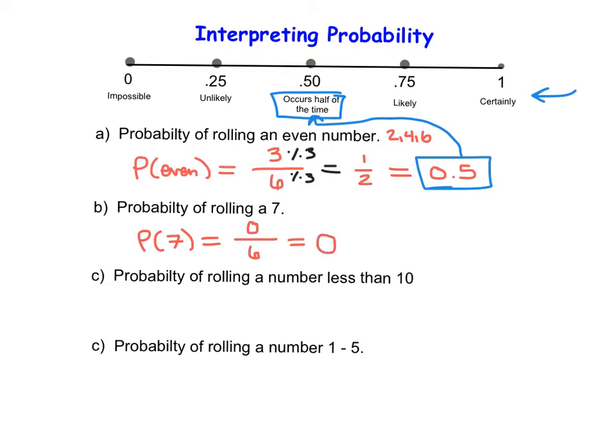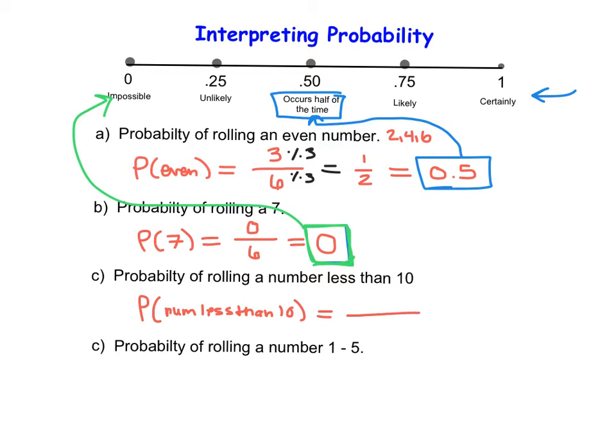And what this particular statement tells me, and I'll use a different color here, is that this event is impossible. It won't ever occur, which makes sense given the fact that I'm going to try to roll a 7 on a 6-sided dice. Okay, the next one says the probability of rolling a number that is less than 10.